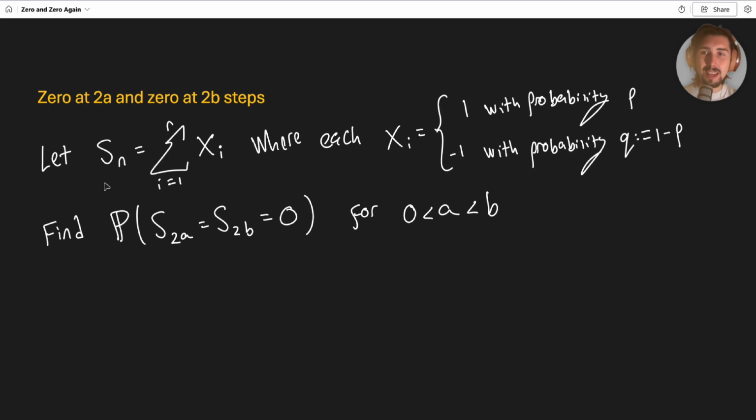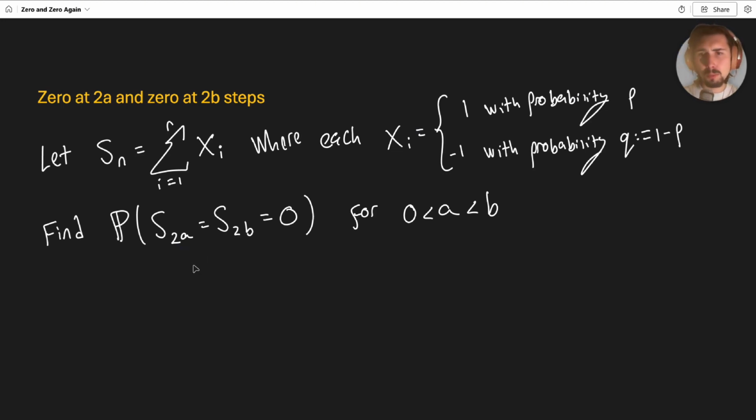So we're going to say that Sn is just the sum of n of these xi's here, and each xi is a random variable that will take the value 1 with probability p and -1 with probability q, which is the same thing as 1 minus p. Okay, the question is, what is the probability that at step 2a, so when n is 2a, the sum is 0, and when n is 2b, it's 0 again? Not necessarily for the second time.